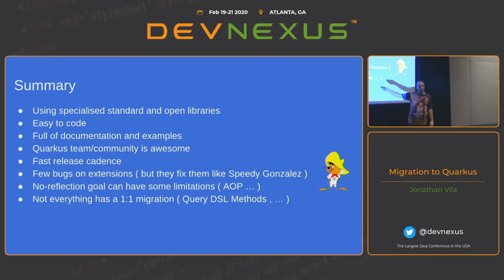Also, there is no reflection. No reflection means we are losing some things. So AOP, we are losing AOP. So you have to decide, as always. And in some cases, there's no direct one-to-one migration from Spring to Quarkus. So for instance, for these query DSL methods, you need to follow another approach and create your own queries inside your methods.